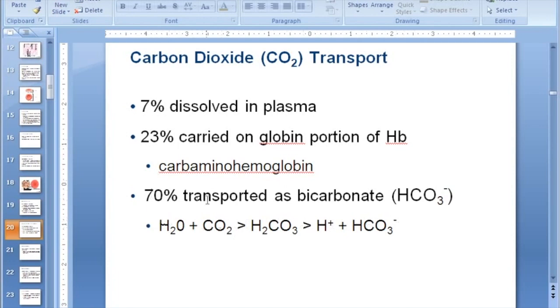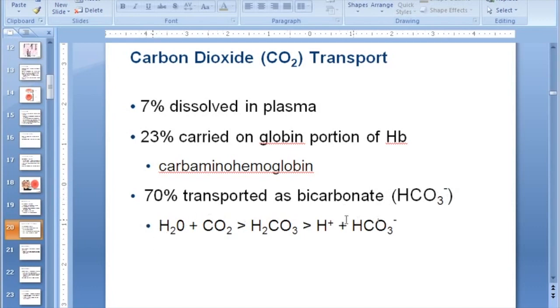70% of your carbon dioxide is transported through your blood as a bicarbonate ion, HCO3 negative. You may remember that's the major chemical buffer in the body. It was mentioned in AMP1. And here's how it works.